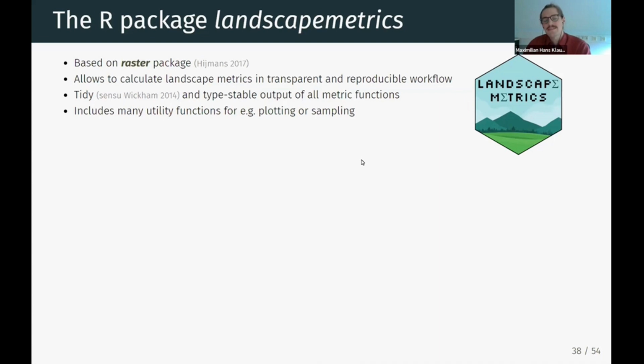Additionally to all these landscape metrics, we also include many what we call utility functions. For example, we have functions for plotting the landscape or for sampling these landscapes within a small subsample of the landscape. You will see how to do this in the next few slides and also in the practical part, in the exercise you will do later.